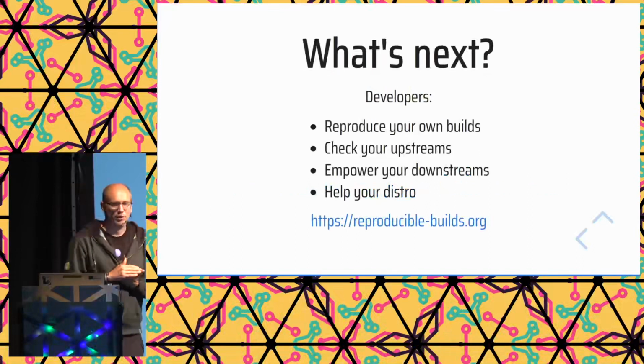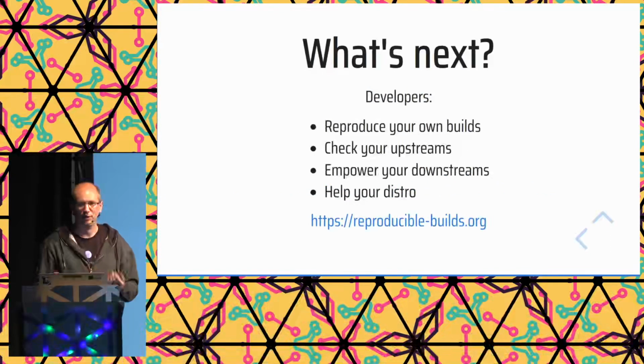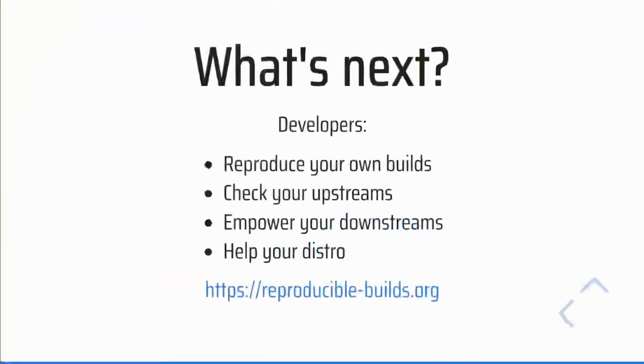Aside from reproducing your own builds, checking your upstreams is, I think, an area where a lot of interesting problems are still to be solved. This very much depends on what kind of project you have and what kind of build tools you use. So all the libraries you depend on, ideally, you would check that they can be reproduced. But how would you do that?